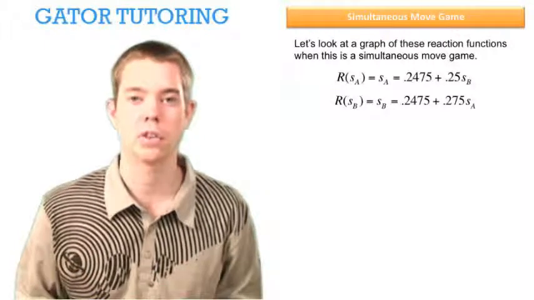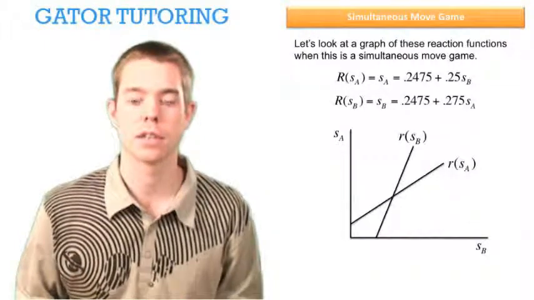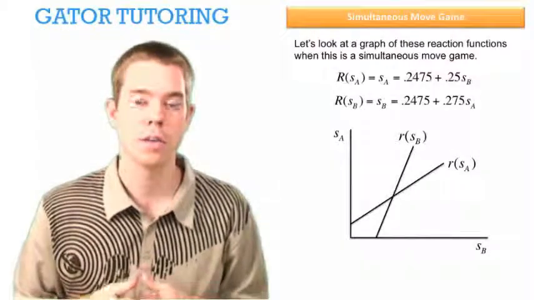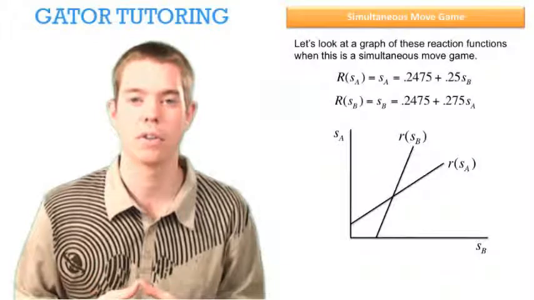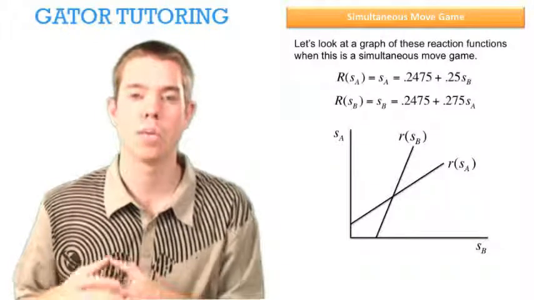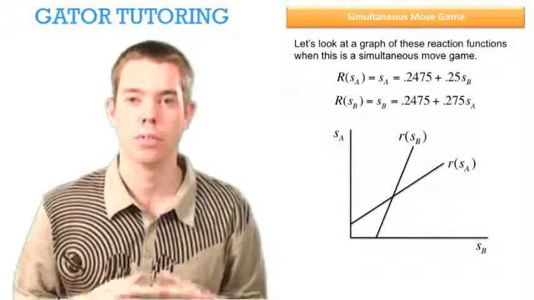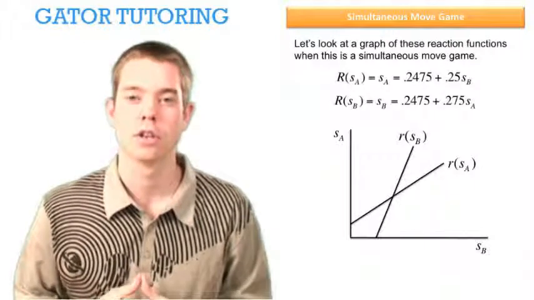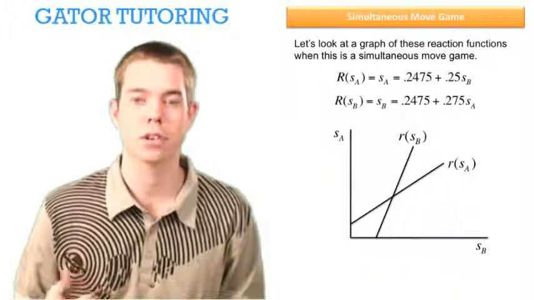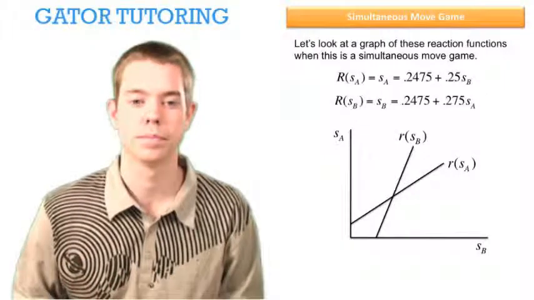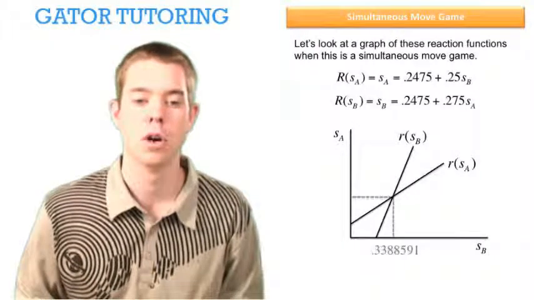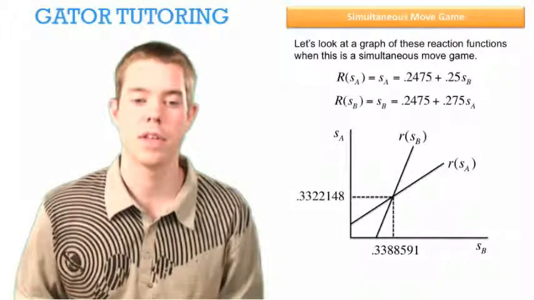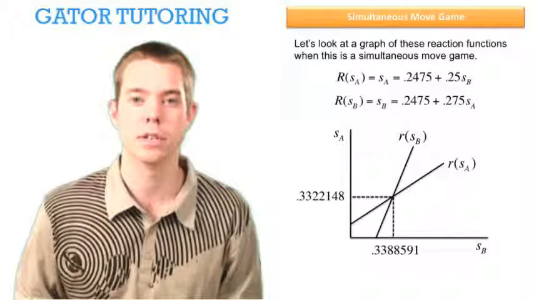Here are the two reaction functions, and the graph looks like this. Remember, they're upward sloping reaction functions. The upward sloping, that tells us a couple things about this kind of game. The more player A chooses, the more player B chooses. That's what the upward sloping reaction functions tell us. So the bigger the army B has, A is going to want to have a bigger army as well. Well, in the simultaneous move game, we see that the Nash equilibrium happens at the intersection of those two lines, and we find that SA and SB equal these.